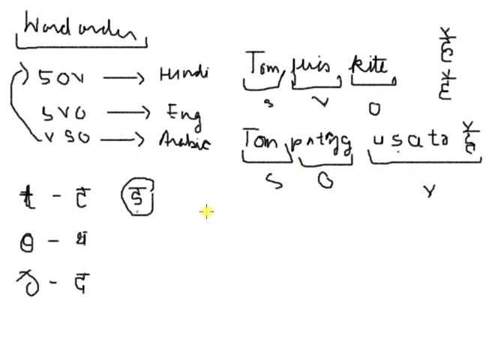Okay, let's take an example. Tom beats Peter. Let me tell you another difference between English and Hindi is that in English we don't use sounds to write the words, but in Hindi the sounds are used to write the words. Okay, so Tom beats Peter.